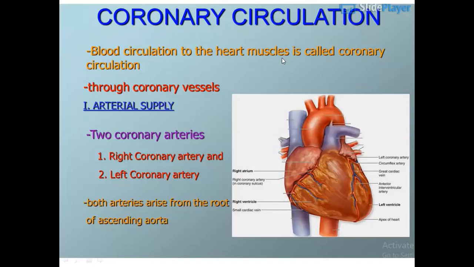So blood circulation to the heart muscles is called the coronary circulation, and it happens through the coronary vessels. We said we have the arterial supply, which has two coronary arteries, the right coronary artery and the left coronary artery. Both arteries arise from the root of the ascending aorta. So this is the ascending aorta, and the root of the ascending aorta is here. That is where both arteries arise from, right and left. The left one runs behind this pulmonary trunk here.